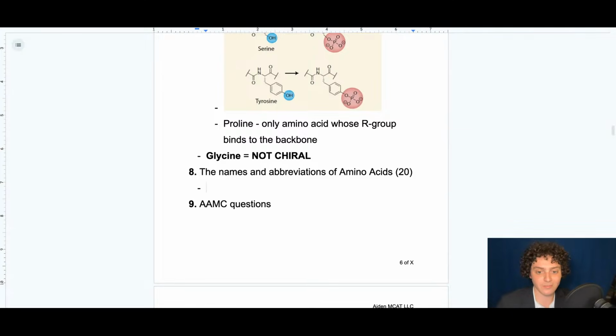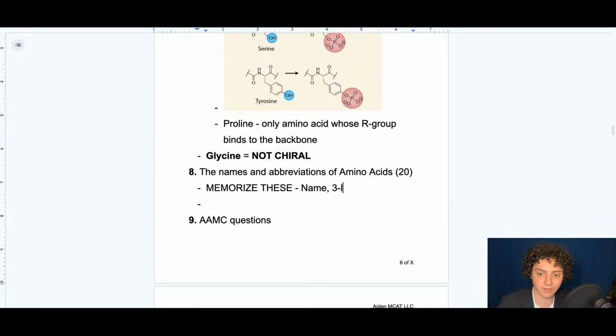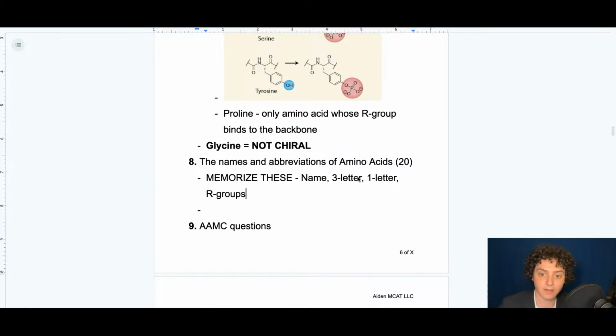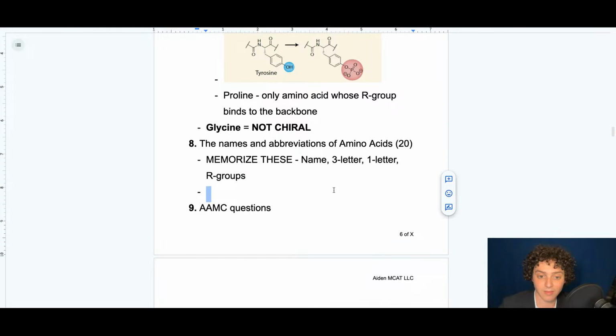Category 8 is the name and abbreviation of amino acids. And here I put the instructions. Memorize these. The name, the 3-letter and the 1-letter abbreviation. And also all of the R groups. These come up on every MCAT exam, including the one that I'm going to show in the last part.